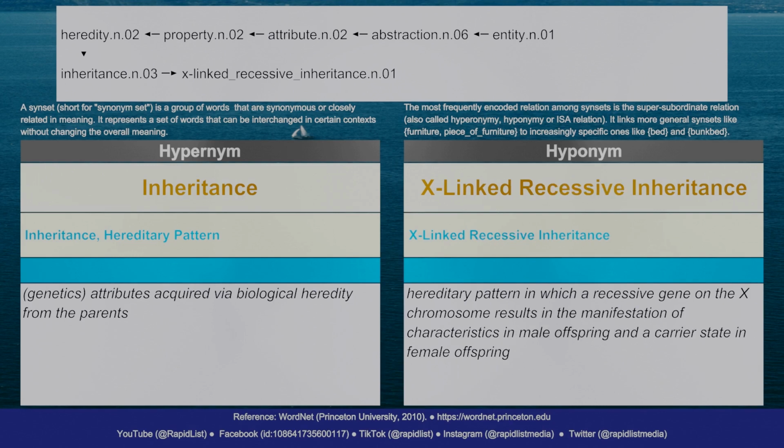X-linked recessive inheritance. Hereditary pattern in which a recessive gene on the X chromosome results in the manifestation of characteristics in male offspring, and a carrier state in female offspring.